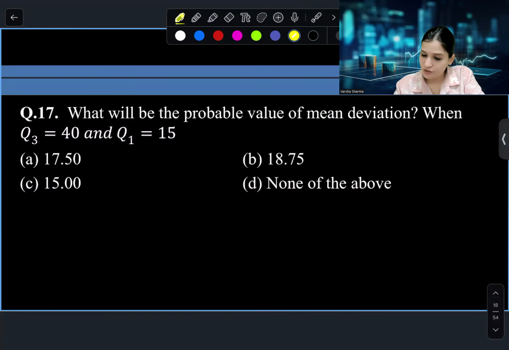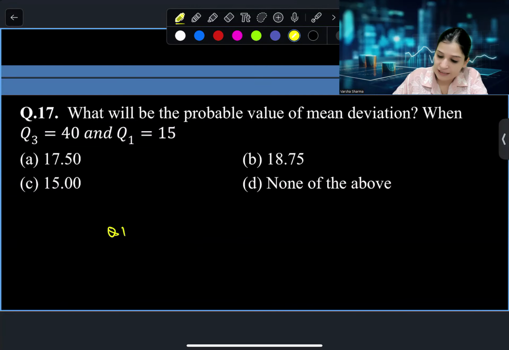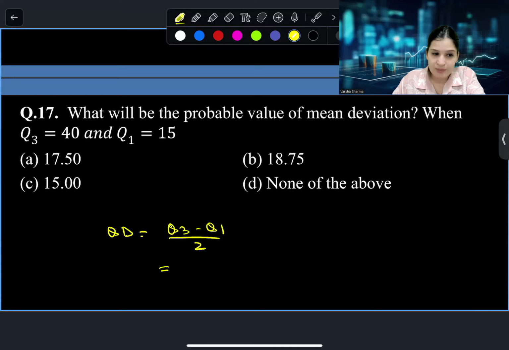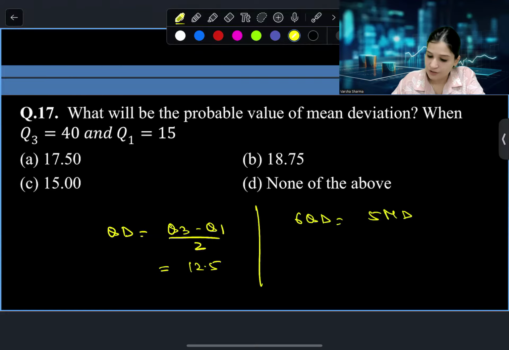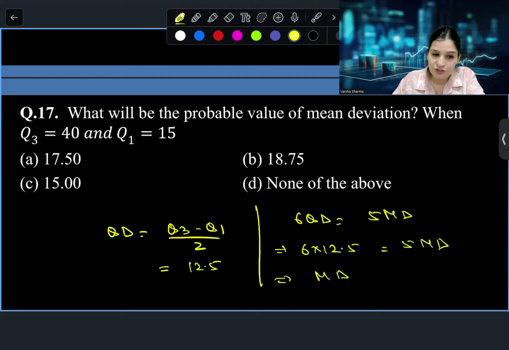17. What is the probable value of mean deviation when Q3 and Q1 are these? We can first find out the quartile deviation, (Q3 minus Q1) by 2. It will be 12.5. Now there was a relation: 6 quartile deviation equals 5 MD equals 4 standard deviation. So 6 into 12.5 equals 5 mean deviation. So from here the mean deviation will be 50.